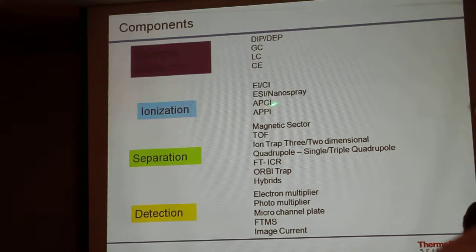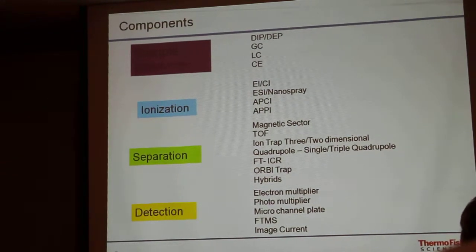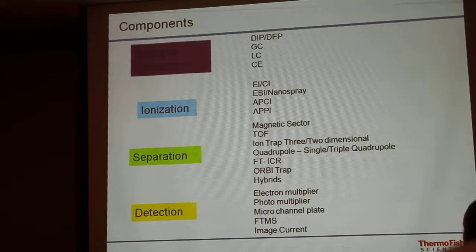In atmospheric pressure chemical ionization and atmospheric pressure photoionization, we actually vaporize the solvent and pump it away, and then use either UV light or Townsend discharge chemical ionization to ionize the analytes that are left over. These are generally non-polar molecules that we use these techniques for, and electrospray is for polar molecules.